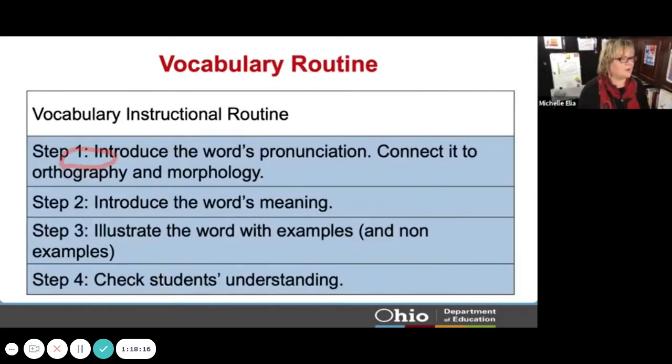Here we go. Step 1, I'm going to connect to phonology and pronunciation. Why? Because that's how we store the word, and we need to make that connection to their oral lexicon, or if they don't have one, we have to develop an oral language lexicon for them for this particular word. So I'm going to start with that connection to pronunciation first. In this particular case, the word is catapulted. Catapulted.